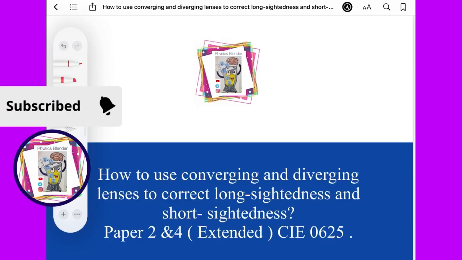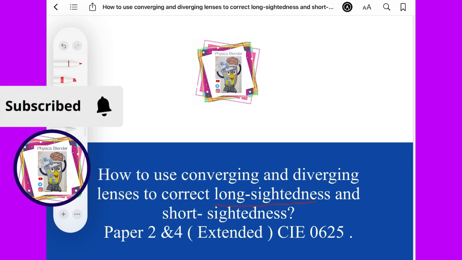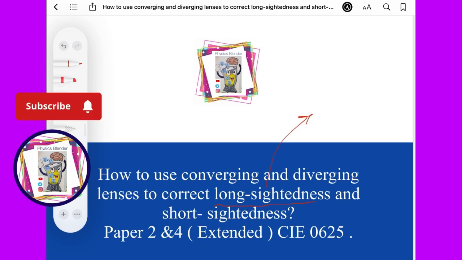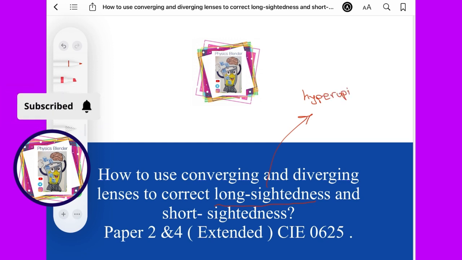Hello everyone, welcome to Physics Blender e-learning platform. Today we are discussing how to use converging and diverging lenses to correct long-sightedness. Long-sightedness is also known as hyperopia, and short-sightedness is known as myopia.